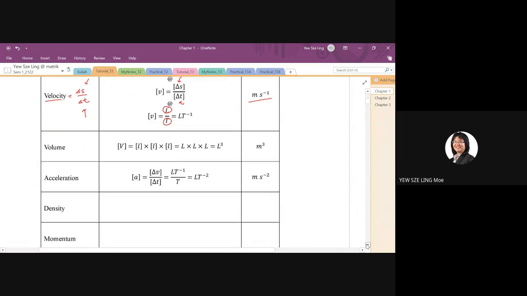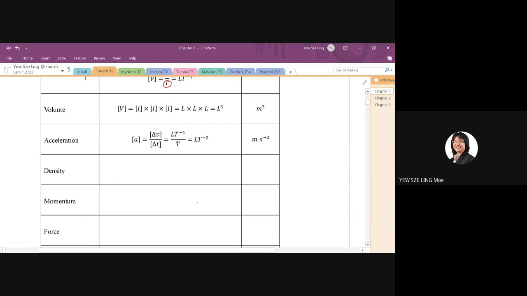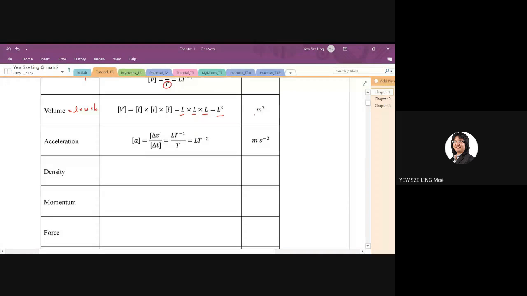When it comes to volume, we have length three times. Because volume is equal to length times width times height. All three of them are talking about length. Therefore, when it comes to dimensions, we use L times L times L. So you have L cubed. Again, the SI unit for length is meter. Therefore, we have meter cubed.